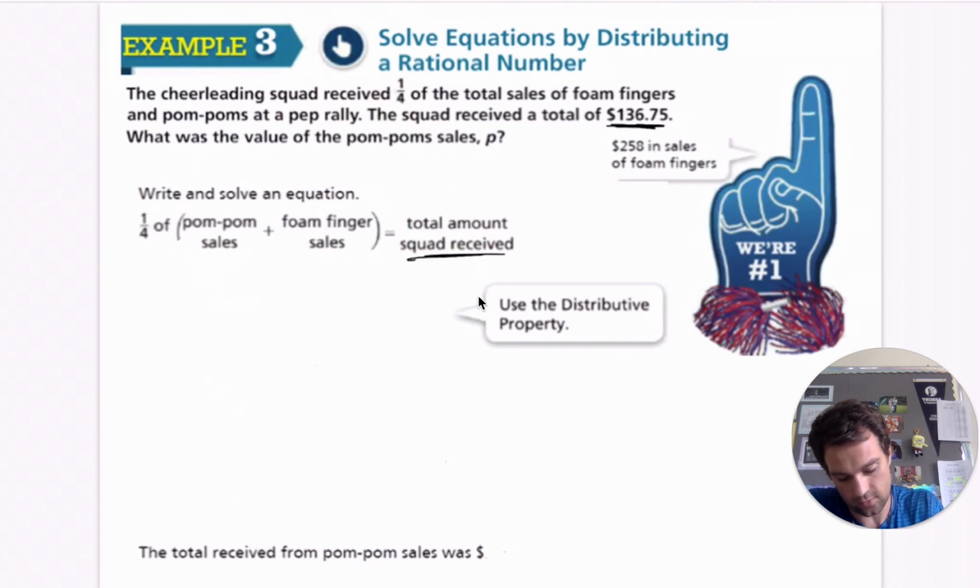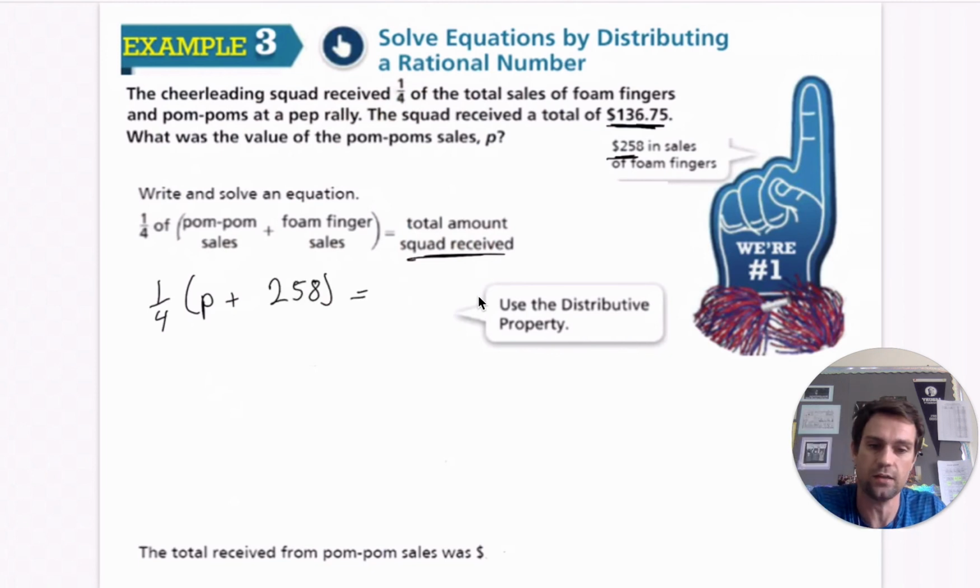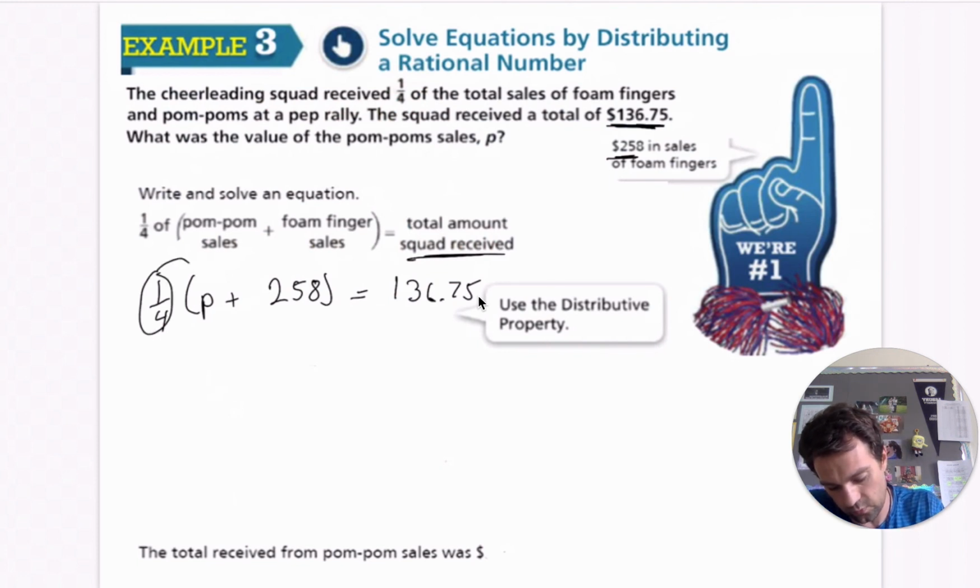Actually, I'll write this down. And we know that they are receiving $258 on foam fingers. So we have 1/4 of the pom-poms, so we'll call that P, plus the foam fingers is 258, equals 136.75. So now we can solve for P. We're going to distribute this 1/4. So we have 1/4 P plus 1/4 times 258 equals 136.75.